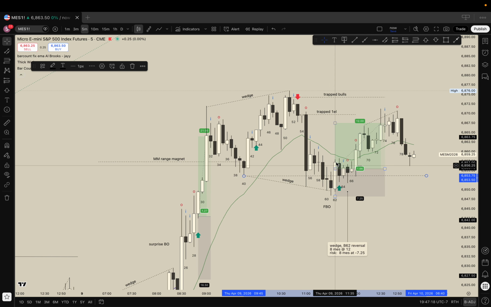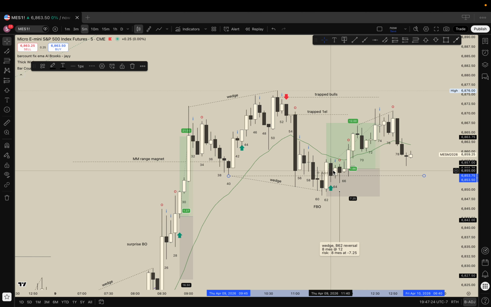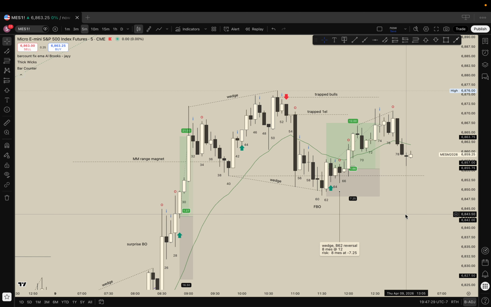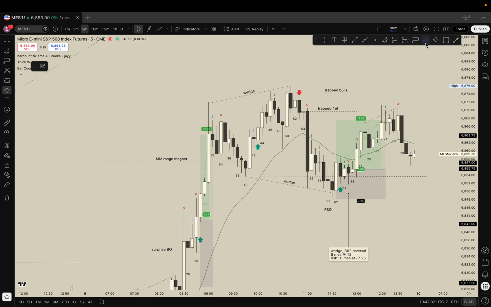And bar 62 is my signal bar. I entered on a limit order on bar 63. It went down, chopped around, and I got the follow through. Now, where else could you have entered? Could have entered a first entry, first entry higher low, bar 65.